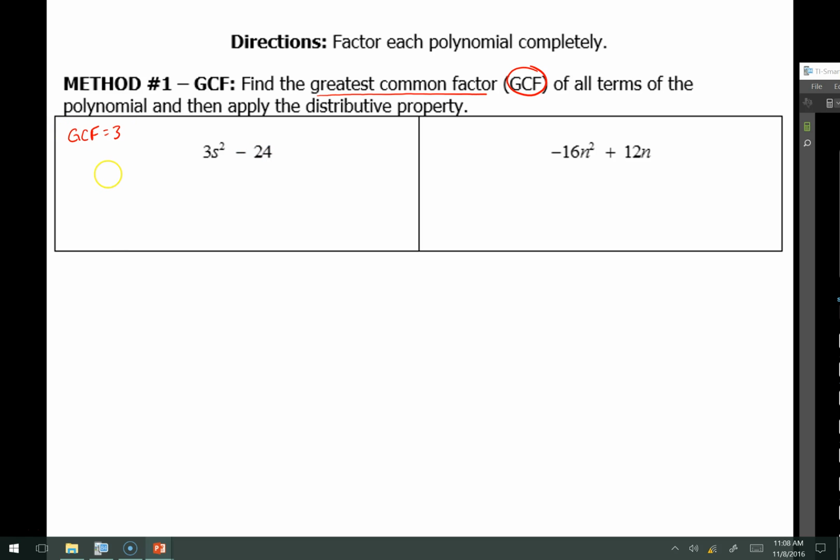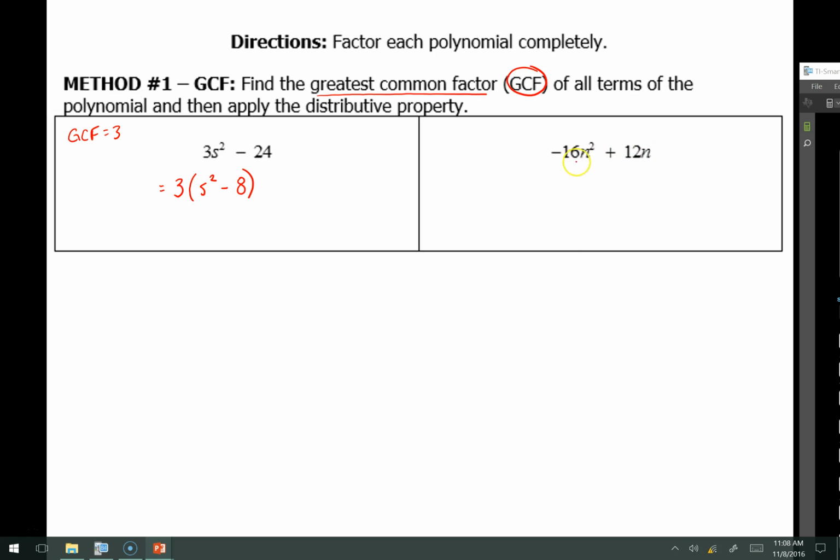I'm going to factor out that GCF and write s squared minus, and 24 divided by 3 is 8. So that is 8. I've factored out the greatest common factor. So let's look at another one where we're just looking at pulling out that GCF.